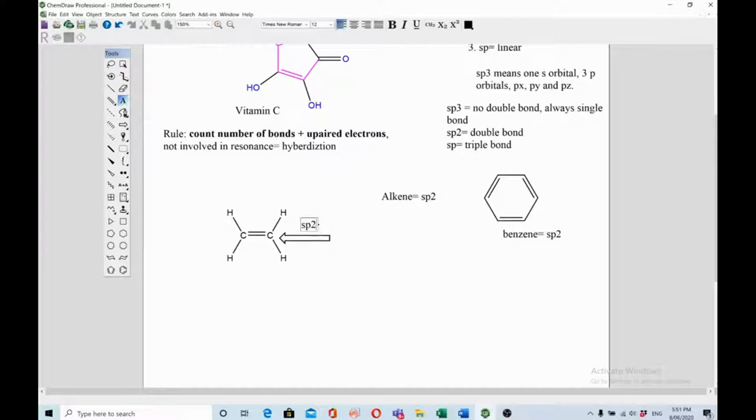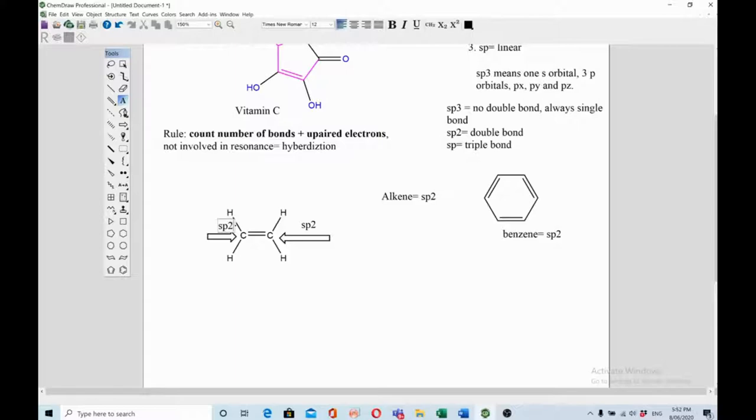Similarly, you have to find the hybridization of this carbon. You can easily predict. So 1, 2, and 3, 3 bonds. So sp2 for this carbon as well.